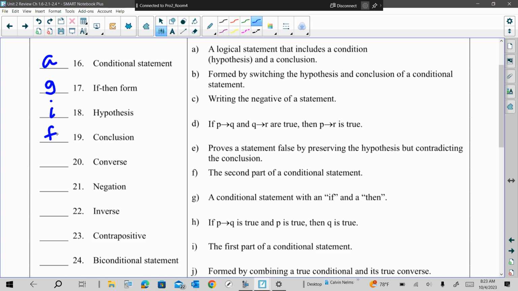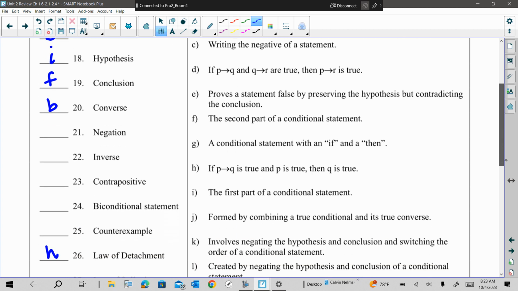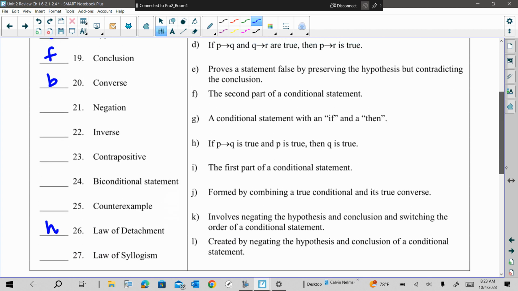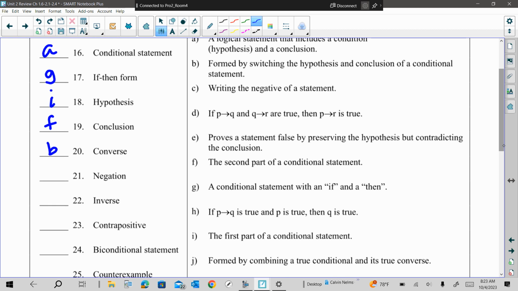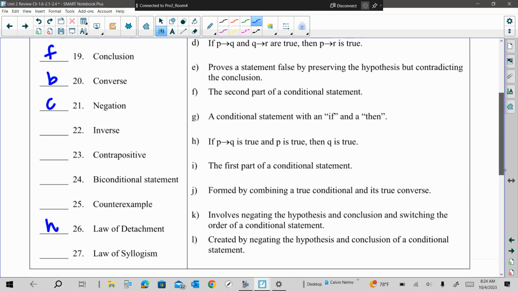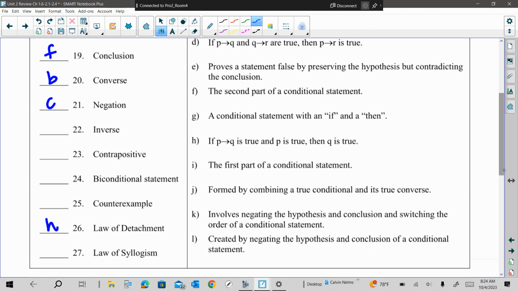What is converse doing? Switching. There we go, B. What's negation doing? It's like putting a not or creating an opposite. So which one would be negating? Writing a negative statement. What does inverse do? Inverse is not switching the order. L, yeah, it's the L.